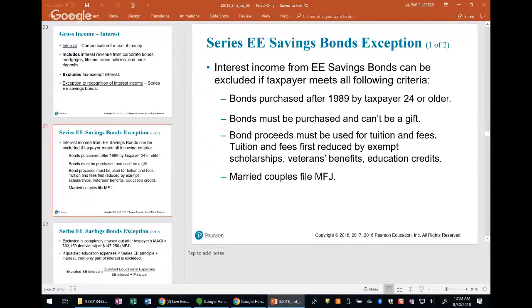Interest can be included if the taxpayer meets all the following criteria. Can be excluded. Let me reword that. Excluded, if you purchase bonds after 89, if you're 24 or older, they can't be a gift. Bond proceeds must be used for tuition and fees. All right. So if you use that interest on tuition fees and the bond principal, you may exclude it from taxes.